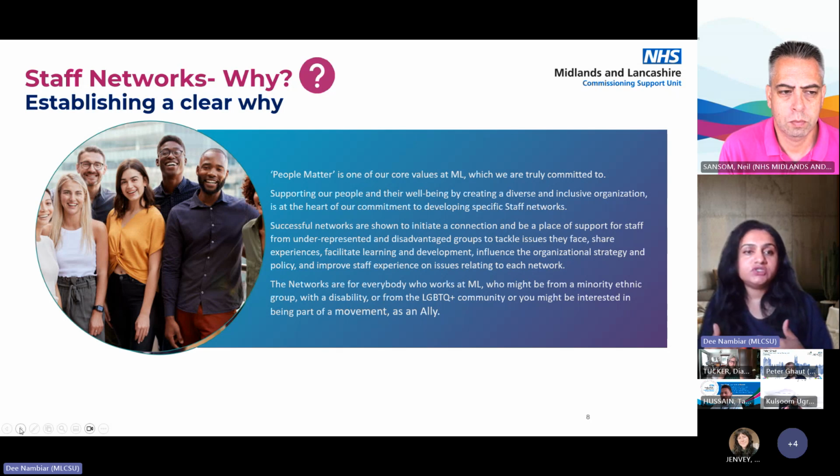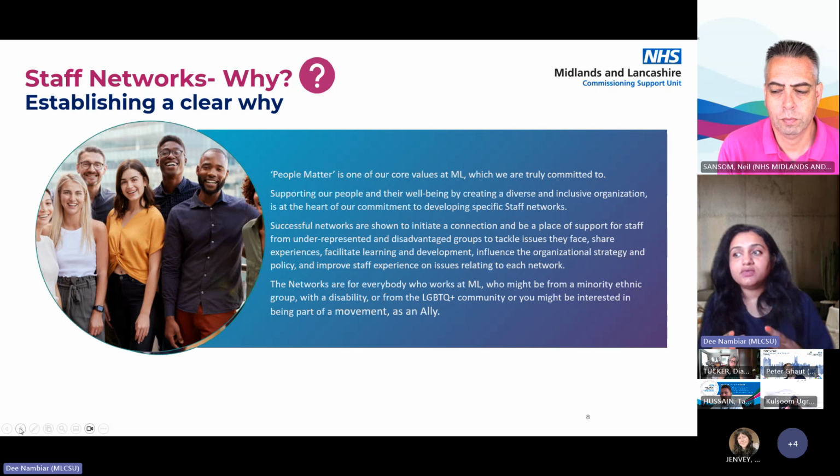And there was so much research to say that when there is genuine connection within people, there is a movement, and that movement is the energy behind achieving bigger and greater things.